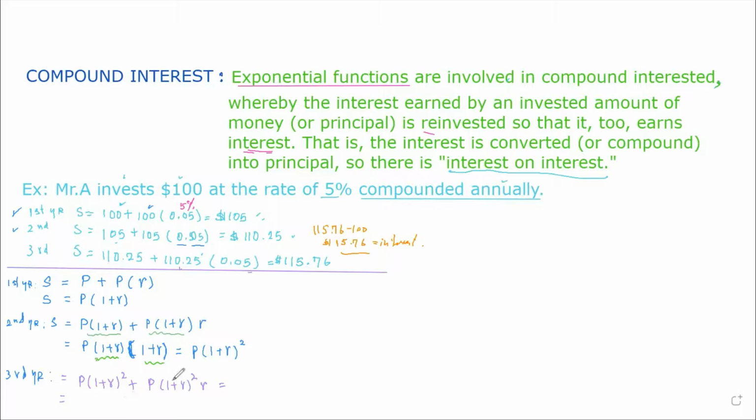The common factor, correct? You can see P(1 + R)^2 is a common factor, so we can take it out. Take out P(1 + R)^2, and then from this one, take it out, we leave 1 inside the bracket. Plus this one, take it out, becomes 1 times R, so we have R here.